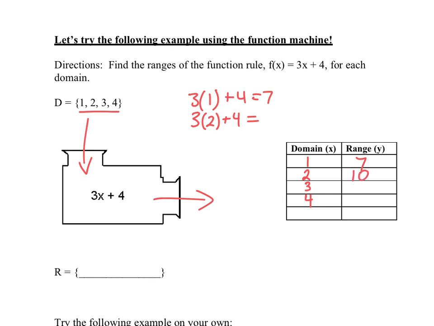10. So that's your next one. What about 3 times 3 plus 4? 13. And 3 times 4 plus 4? 16. 3 times 4 is 12, plus 4 is 16.